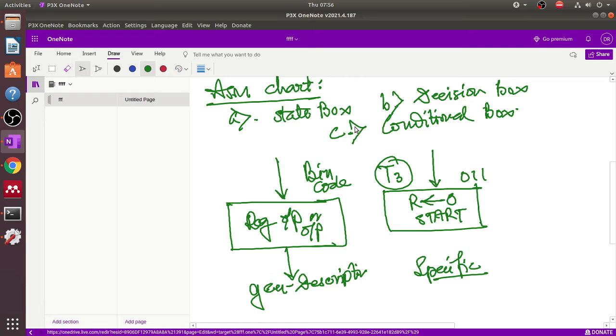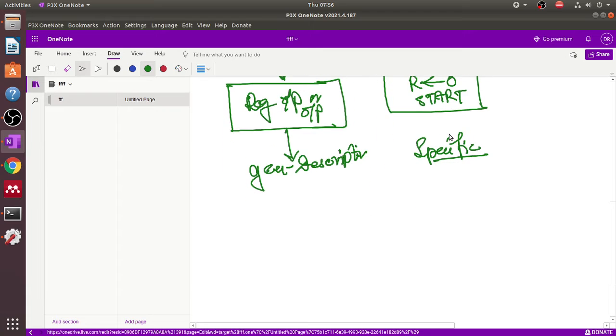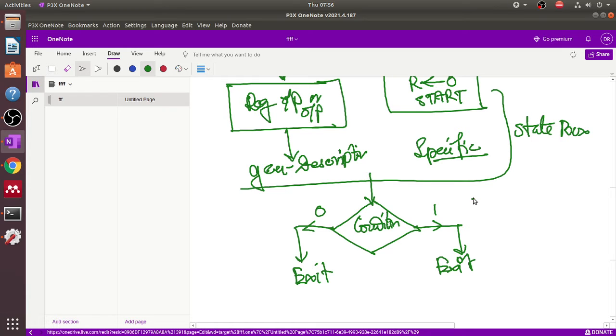For the conditional box, in the next slide we'll discuss it elaborately. So now, what is a decision box? Here is a decision, that is a condition, and there are two paths: for one there is one exit, and for zero there is another exit path, depending on the logic of zero. This is called the decision box, and these two are known as state boxes. How the state box is transferred from one to another is through the decision box. Students, please read thoroughly.